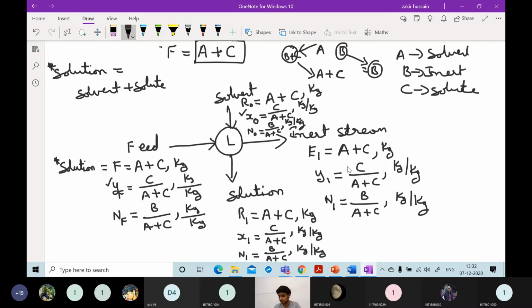Then the weight fraction of solute on B-free basis in the inert stream is this one, Y1. So this is YF, which is feed, and completion of one step, this is Y1 we are indicating. So Y1 is equal to C by A plus C, whose units will be kg per kg. Then in order to account for inert solids, we are taking N1. So this is NF, which indicates feed stream, and completion of one stage in the extract stream is known as N1. N1 is weight ratio of inerts in the inert stream. So N1 is equal to B by A plus C, whose units are kg per kg.